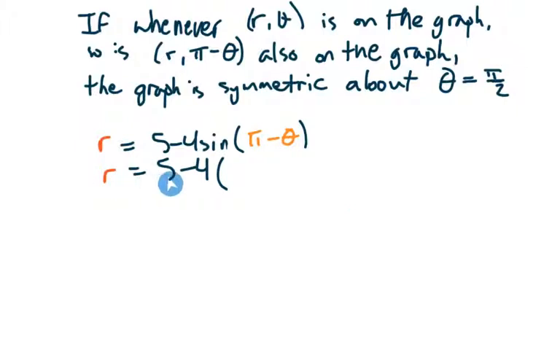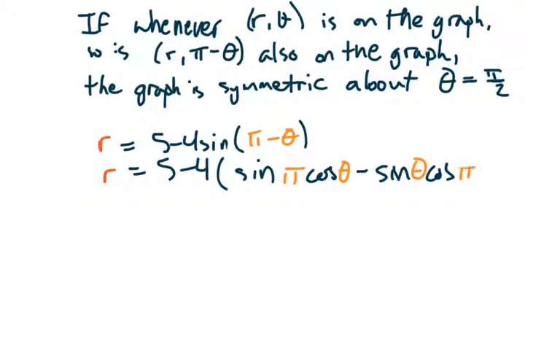So now r equals 5 minus 4 times parentheses, because this one factor is going to turn into two terms that still have to get multiplied by 4. Sine of the first angle, sine of pi, times cosine of the second angle, that's cosine of theta, minus sine of the second angle, sine of theta, times cosine of the first angle, cosine of pi.